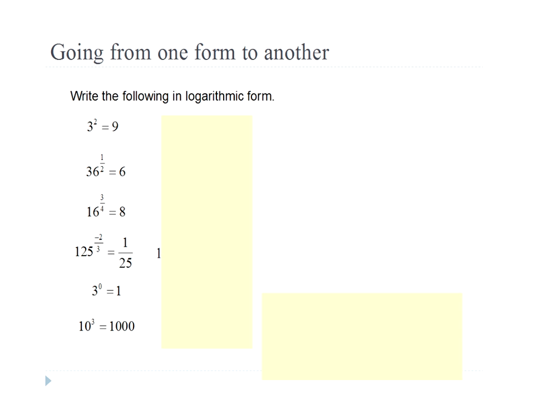So the first one is 3 squared equals 9. So this is going to be log to base, well, the base is 3, of 9 equals 2. And then we have 36 to the 1/2 equals 6. We know that's true. That's going to be log to base 36 of 6 equals 1/2. Next one here we'll have log to base 16 of 8 equals 3/4. And this continues on.